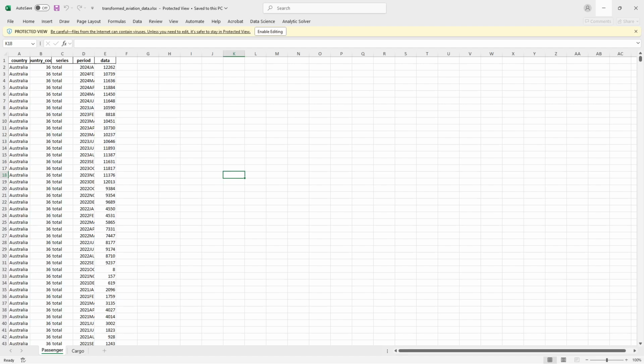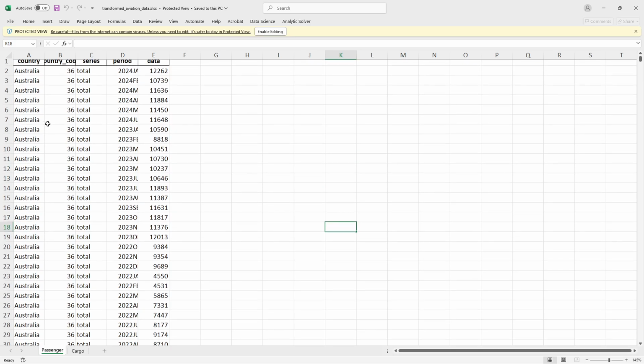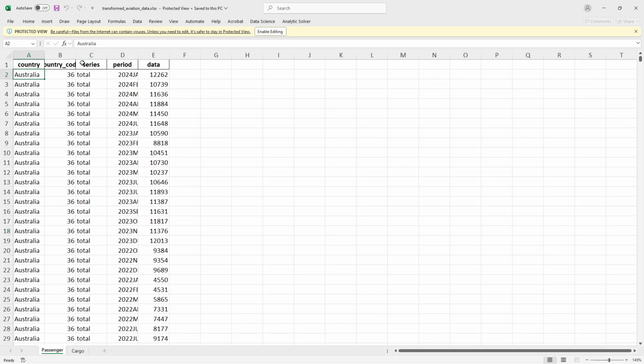All right, so the data will look like this. So you see there, for example, this is in Australia. This is the country code. So we have total number, we have domestic number, and we have the international numbers. This is the period it's happening in.